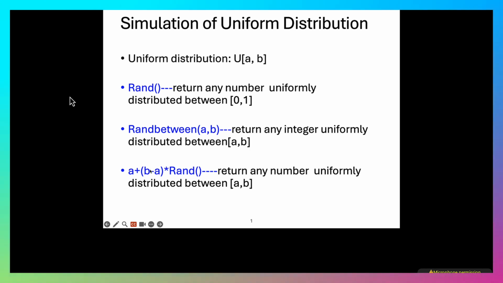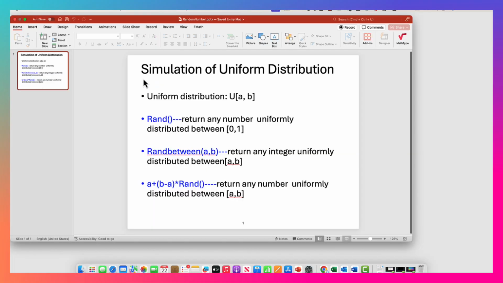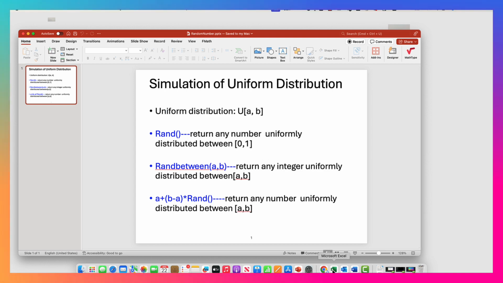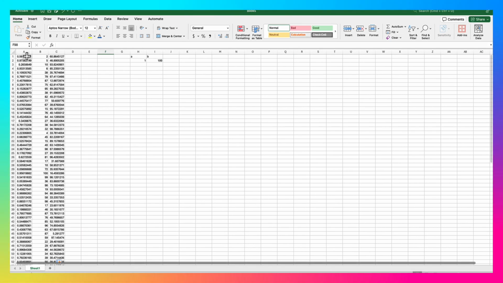If you want to generate a random number that includes fractions, you will have to type in a formula: A plus the difference between the upper and the lower limits of a uniform distribution, multiplied by the Rand function. Next, I'm going to switch to Excel to demonstrate how to use these three functions.